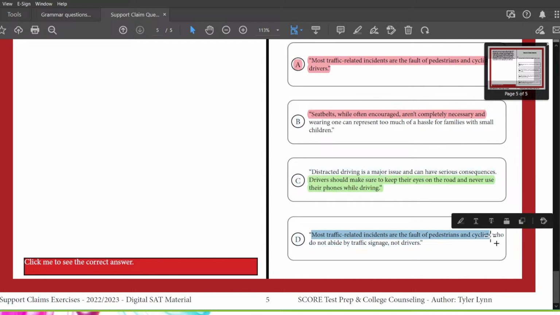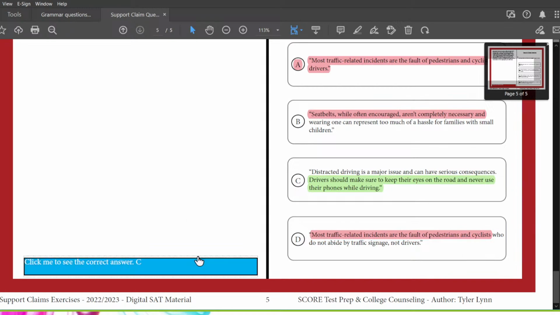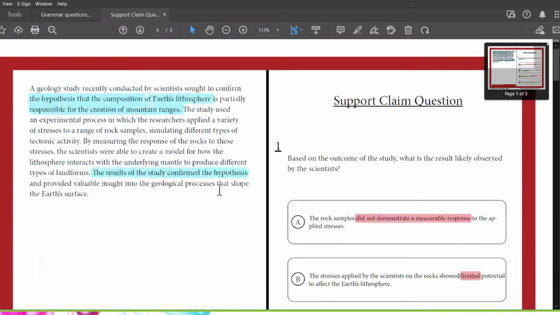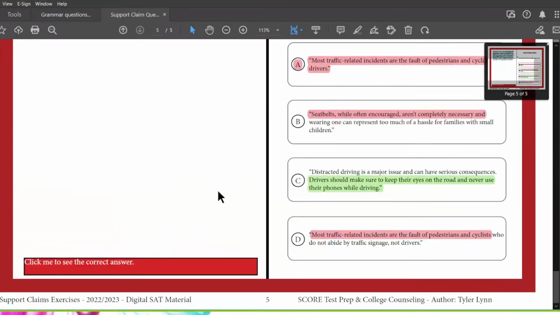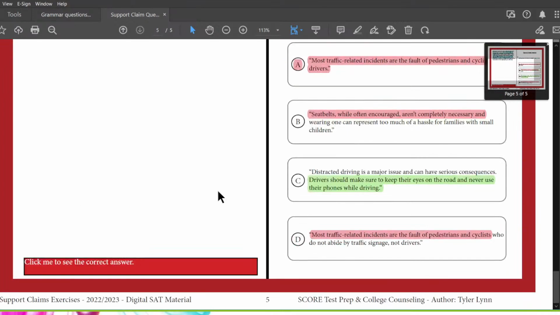Again, this one also blames pedestrians and cyclists, so that one's also wrong. Easy peasy, easy. Yeah, you'll love to see it. Any questions about any of these? No? All good? All good in the hood?